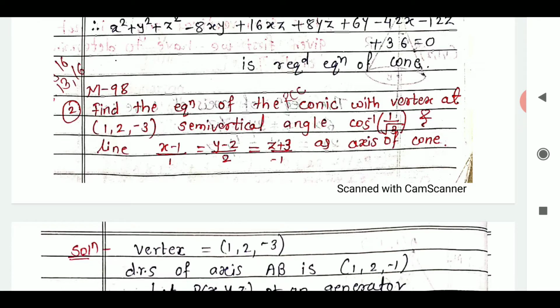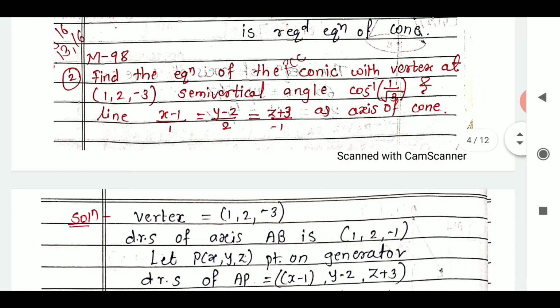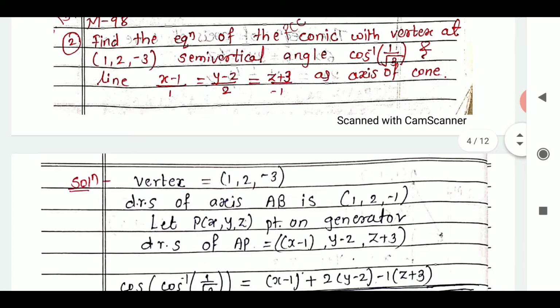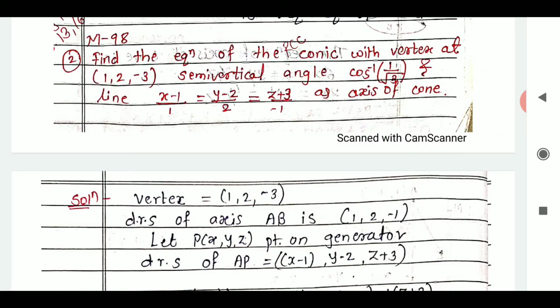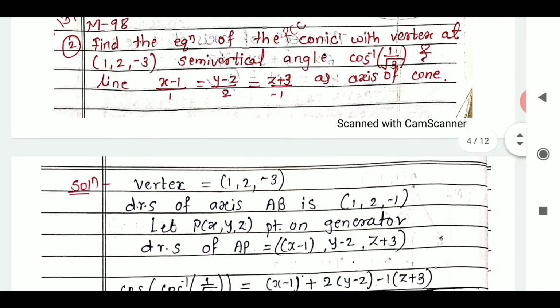Now similarly the next example: find the equation of the right circular cone with vertex at 1, 2, minus 3 and semi-vertical angle cos inverse of 1 upon root 3 and the line (x minus 1) upon 1 equal to (y minus 2) upon 2 equal to (z plus 3) upon minus 1 as the axis of the cone. Now similarly we find the equation of the right circular cone. Here we are given three things: the point, that is the vertex, the semi-vertical angle and the axis of the cone.